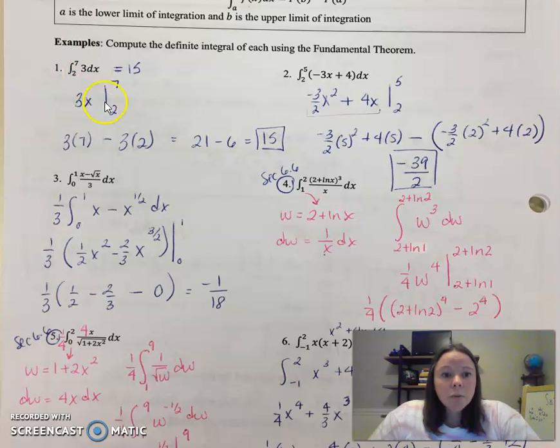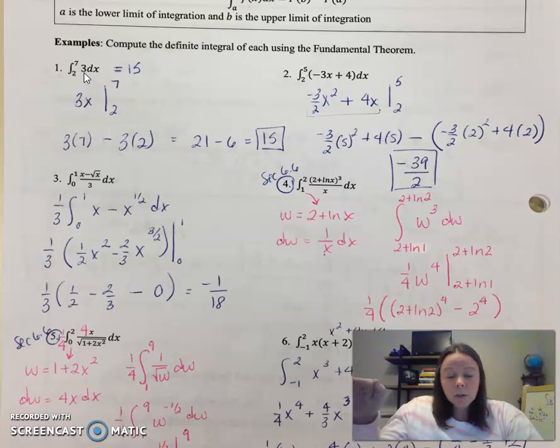So you do the antiderivative, and then we draw a bar here, and you put your bounds 2 to 7. And then you simply do 3 times 7, so you plug in the upper bound, minus, then you plug in the lower bound, subtract those two, and there is the answer. Now remember, 15, that's the area under this curve, the function. In this case, it'd be a horizontal line from 2 to 7.